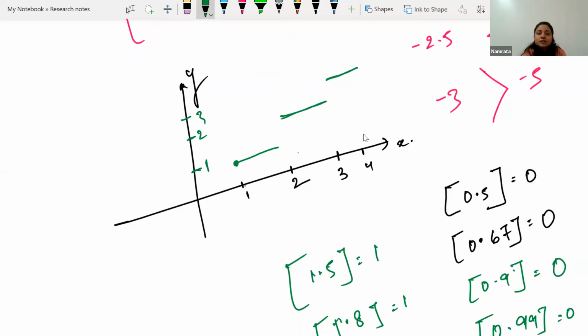Where it is not continuous: at the integral values, wherever we have integers 1, 2, then 3, then 4, at these integers the graph is discontinuous, and at the remaining points it is continuous. So the greatest integer function is discontinuous at integers, and it is continuous for all other values. Other than integers, whatever number we have, it is continuous there, but discontinuous at integers only.